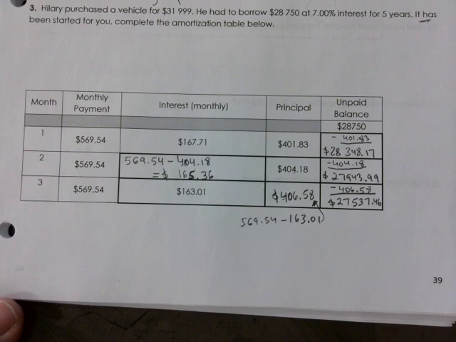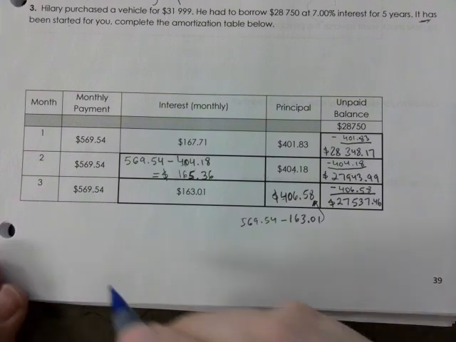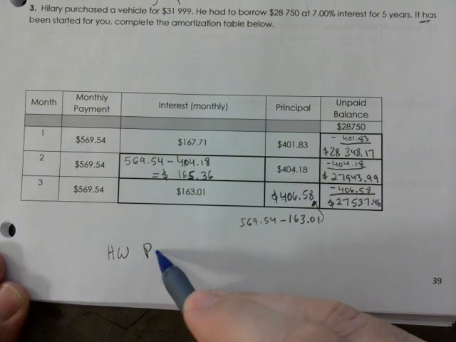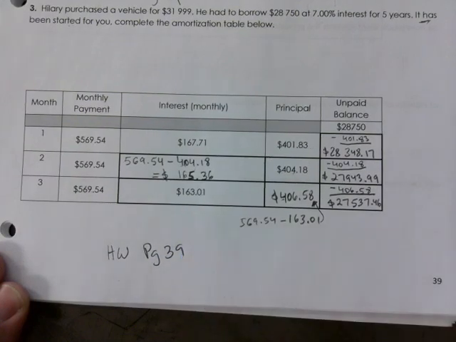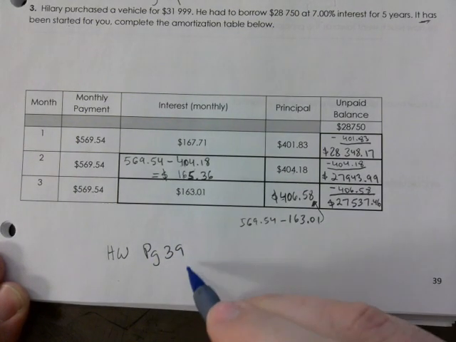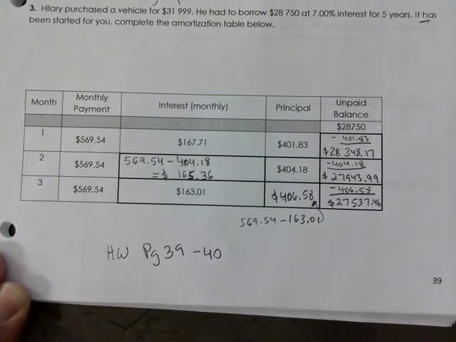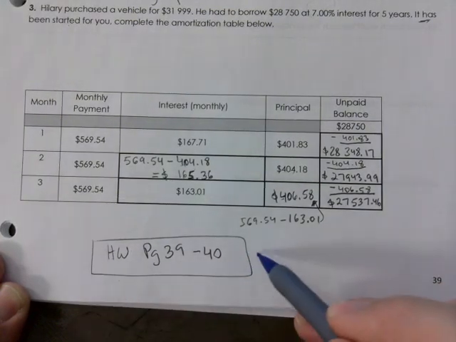Go ahead. So your homework for amortization tables is just going to be page 39. You're like, we just did 39, Mr. Dirksen. There's one at the top that you haven't done yet. Then page 40. 40 just has one question, one table. This is amortization tables.